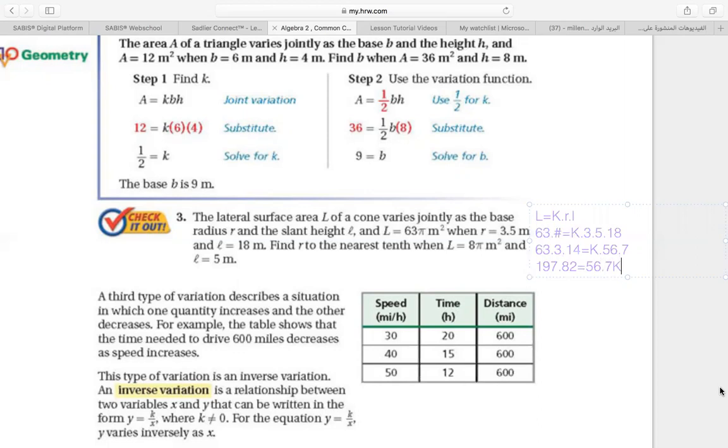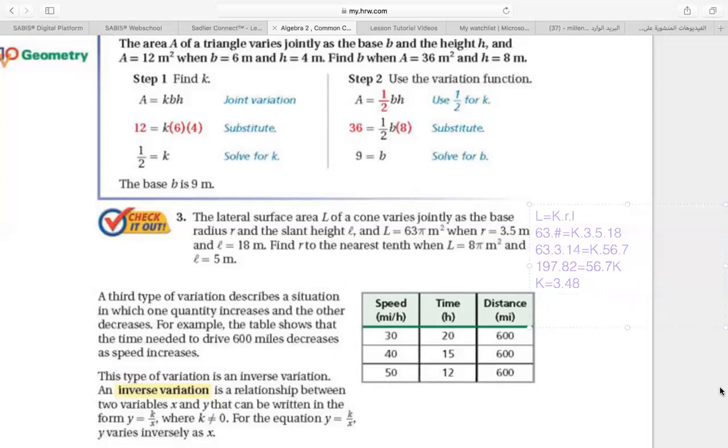56.7 k. So if I divide both sides by 56.7, k is equal to 197.82 divided by 56.7, so k is equal to 3.48. So now I got the value of k.